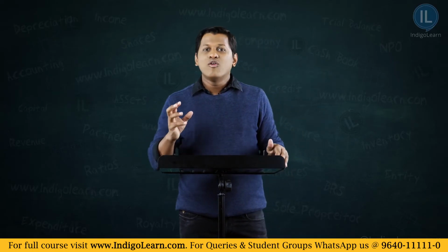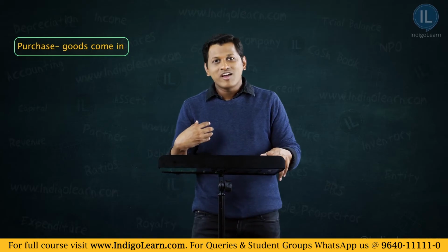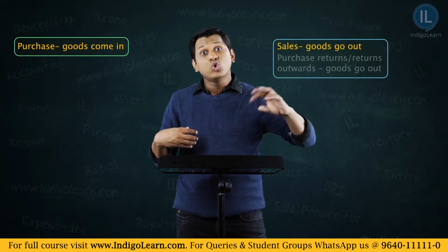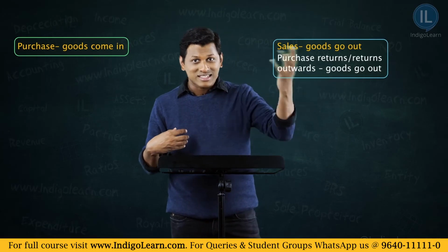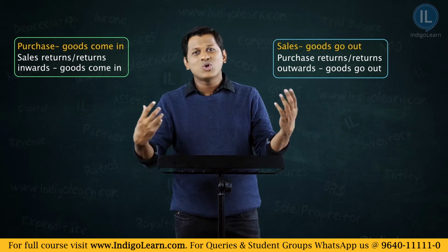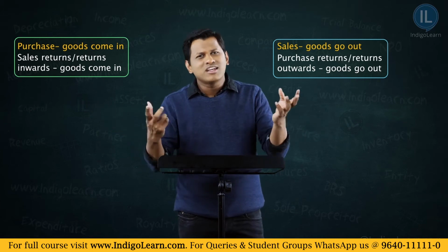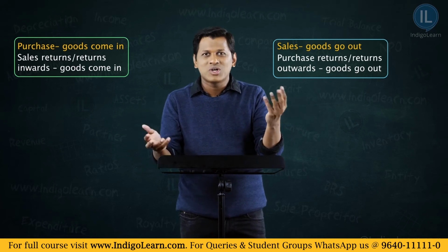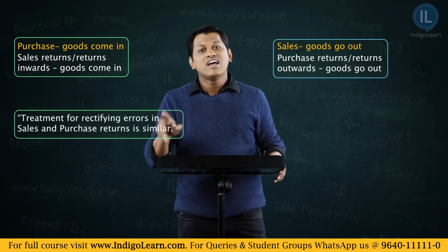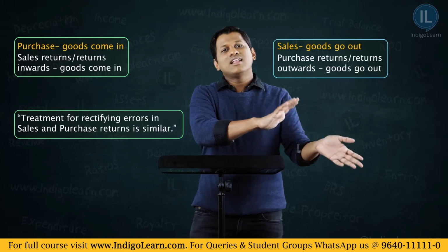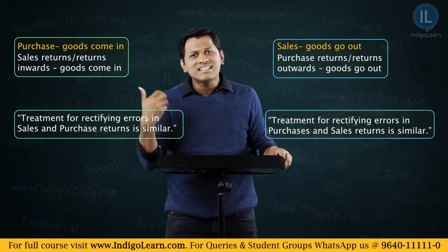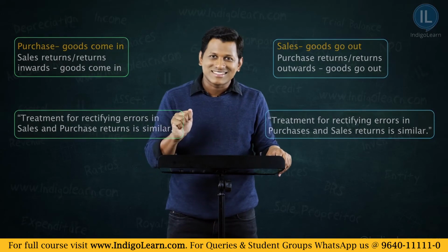So think about it. When you purchase, goods come in. When you sell, goods go out. When purchase returns happen, goods go out. Correct or not? When purchase returns happen, goods go out. When sales returns happen, goods come in. So when rectifications happen, it's common sense, right? The treatment you generally give for sales and purchase returns will be similar, and the other category, the treatment you give for purchases and sales returns, will be similar.